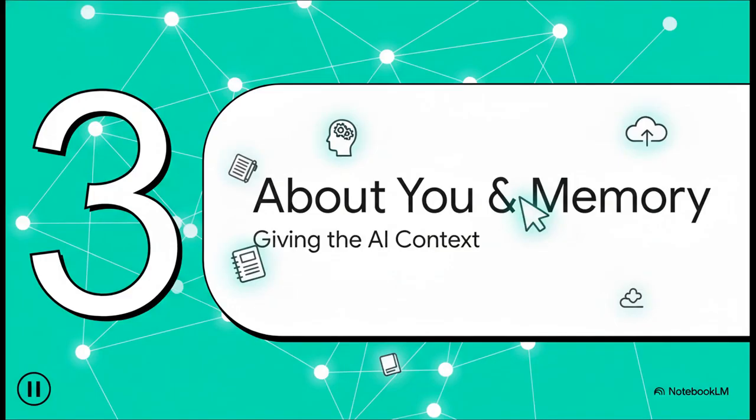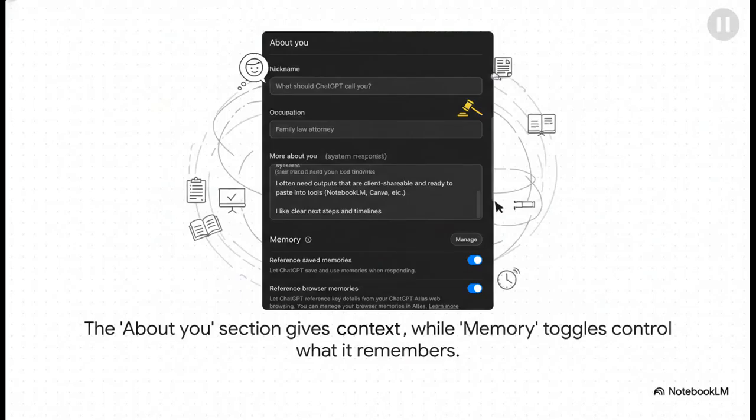Beyond just those general instructions, we can give ChatGPT even more context about you and, crucially, control what it remembers from our chats. Right below those custom instructions, you'll find the About You section. Yeah, filling out your nickname and occupation is a good start, but that More About You box is where the real power is. For example, if you tell it, I often need to create content that I can paste directly into Canva, you'll find it stops giving you plain text and starts giving you formatted content that's perfect for your design tool. It's a tiny bit of input for a much, much better output.